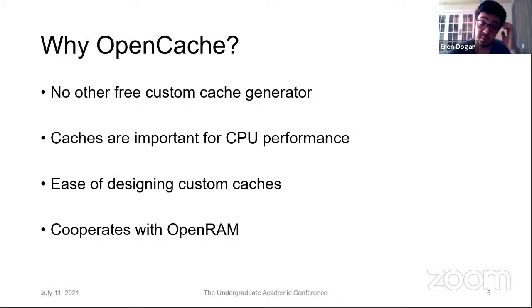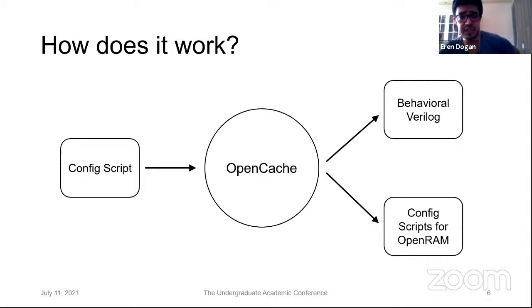And it cooperates with OpenRAM, because a cache is a memory, so you need SRAM arrays. It cooperates with OpenRAM so that you don't have to worry about how to manufacture the memory. It will give you the memory layouts for you. So this is how OpenCache works.